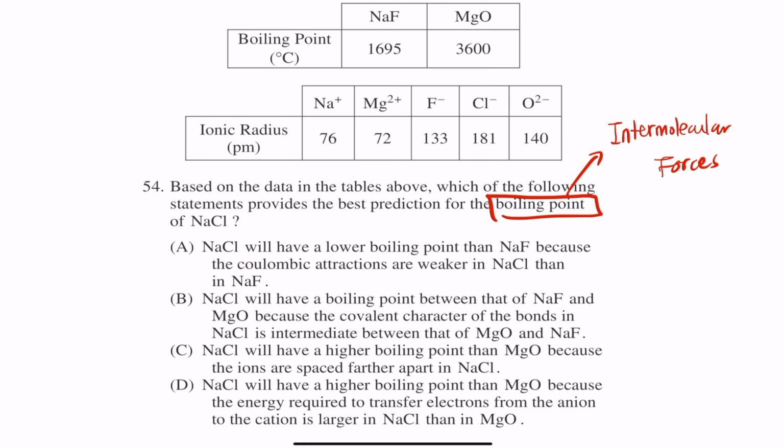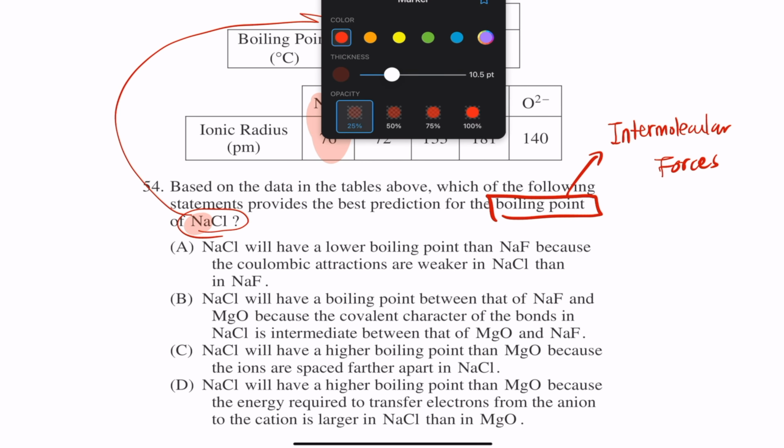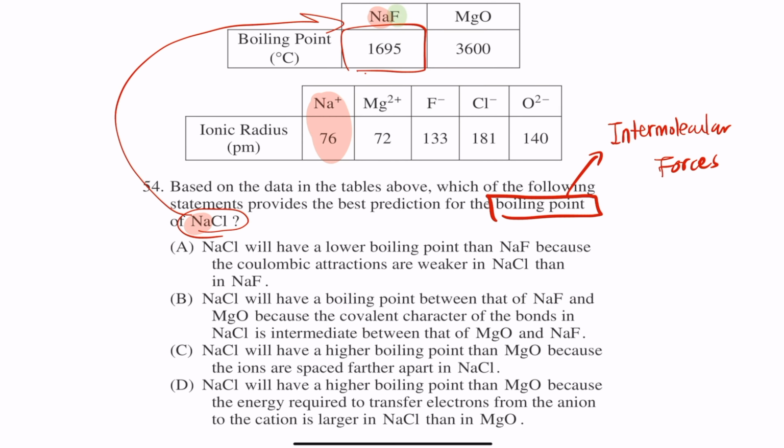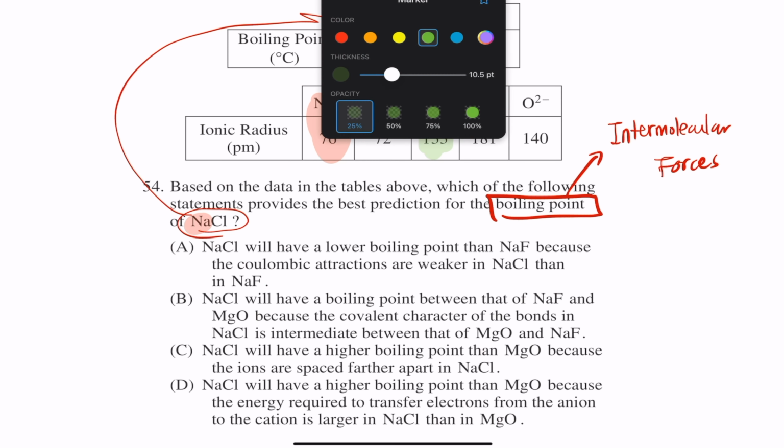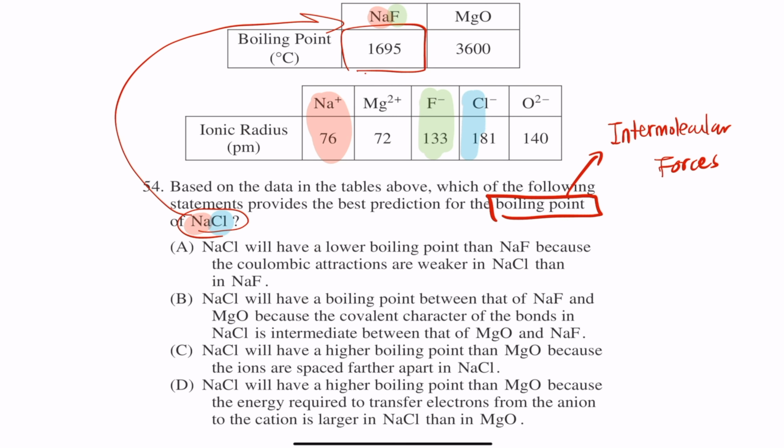So, we're trying to figure out the boiling point of this sodium chloride. I guess the best comparison we can make is with this sodium fluoride over here. Well, the sodium is literally the same in both, so you really don't have anything to worry about for that one. The only difference is, well, one is fluorine, so fluorine's actually right there, and the other one is chlorine, so chlorine's right there. Well, what's the difference? Well, the ionic radius is different, right?